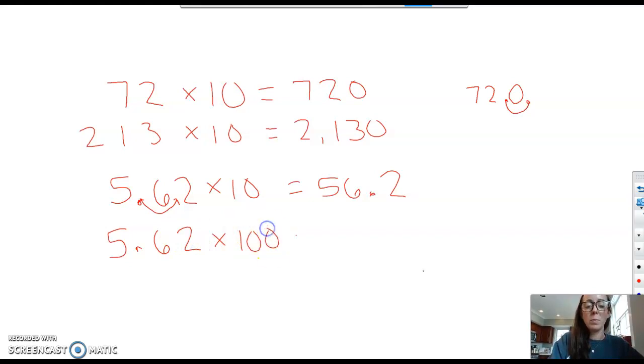Now let's say I took the same problem, 5 and 62 hundredths, and let's say I multiplied that by 100. Now I'm going to shift that decimal two places to the right. So now I have 562.